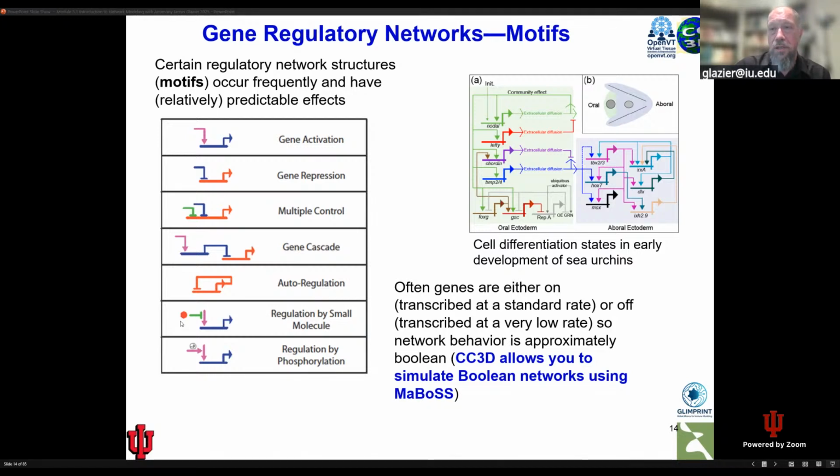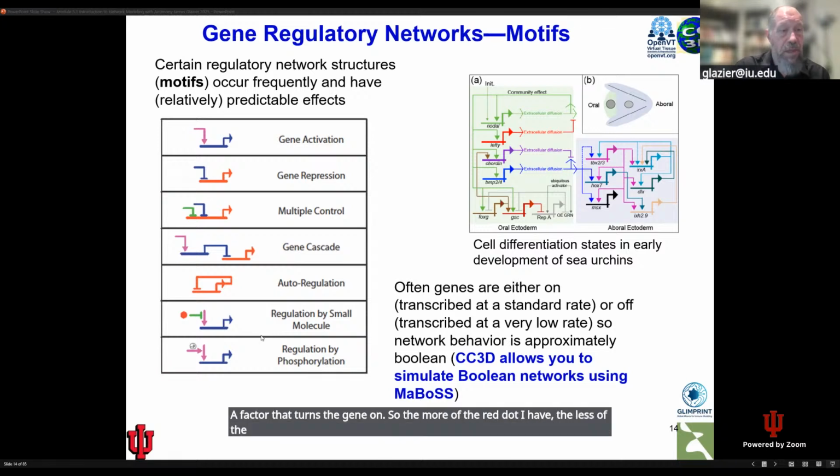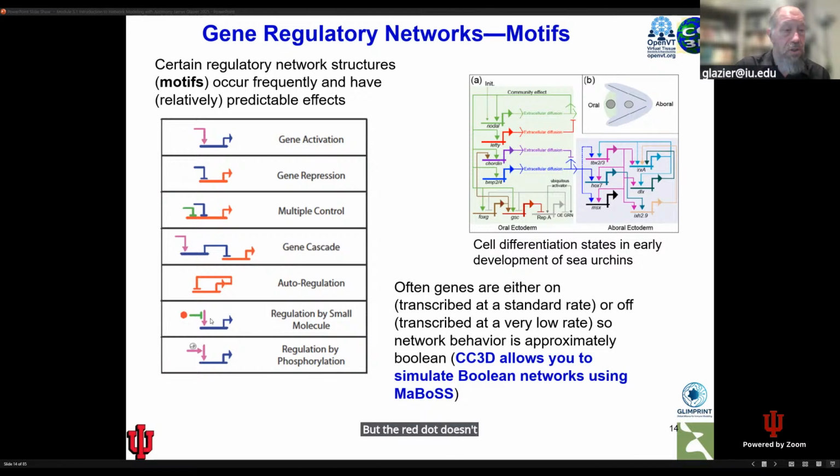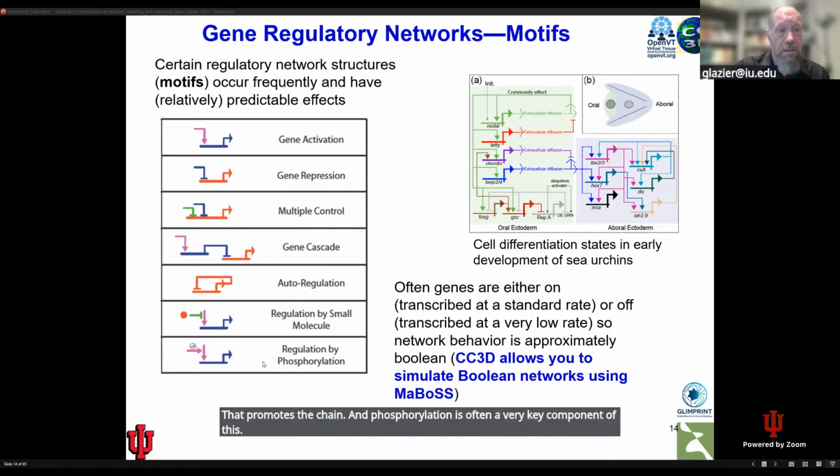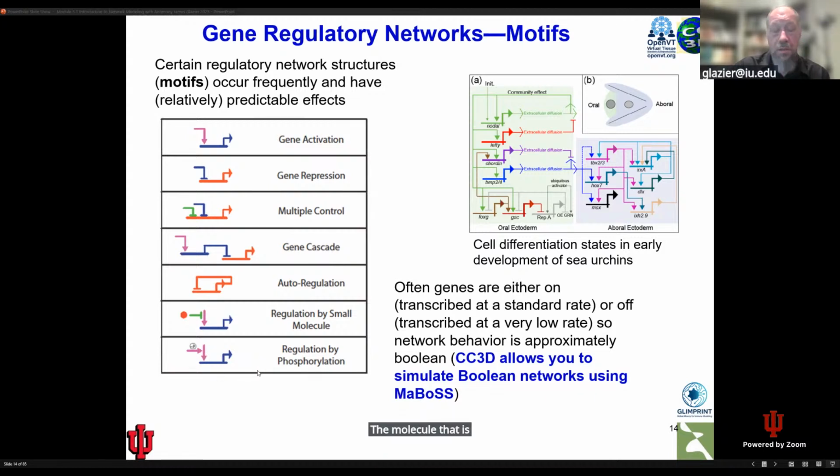Secondary regulation. In this case, this red dot is inhibiting the activity of a factor that turns the gene on. So the more of the red dot I have, the less of the gene I have. But the red dot doesn't bind directly to the gene, it binds to the thing that promotes the gene. And phosphorylation is often a very key component of this. The molecule that is going to either turn the gene on or off may be active or inactive, more active or less active, depending on whether it's phosphorylated or not.